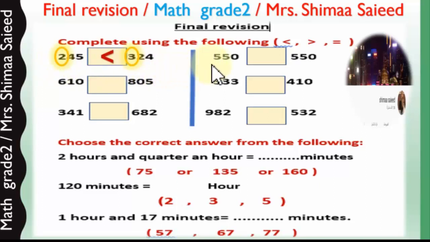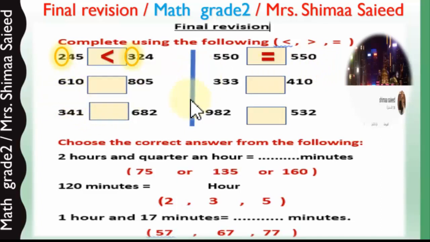What about 550 and 550? It's the same. Here we have a 3-digit number, and here we have a 3-digit number. 5 in hundreds place, 5 in hundreds place. 5 in tens place, 5 in tens place. 0 in ones place, 0 in ones place. So 550 is equal to 550.